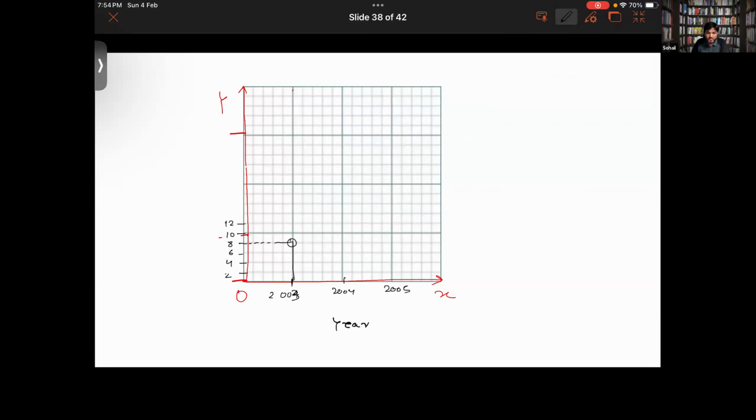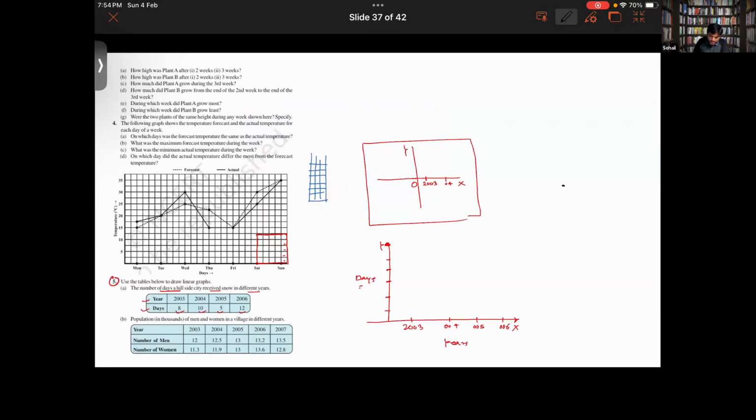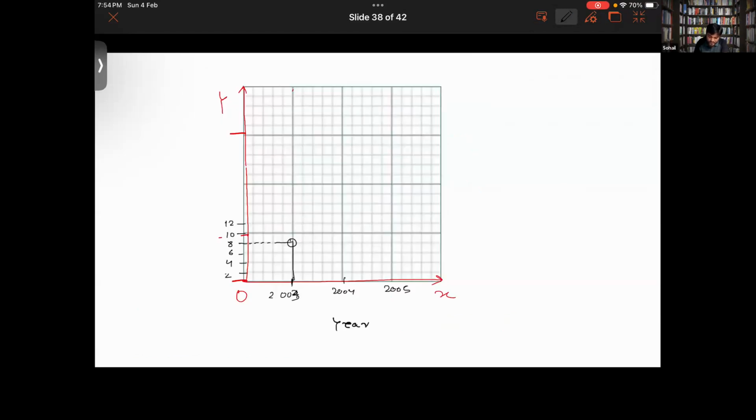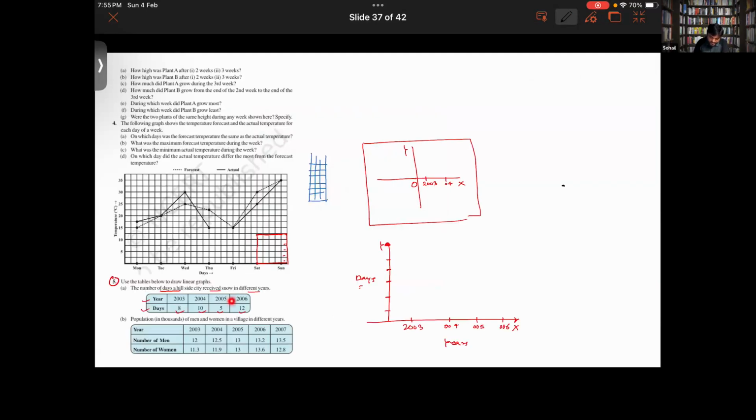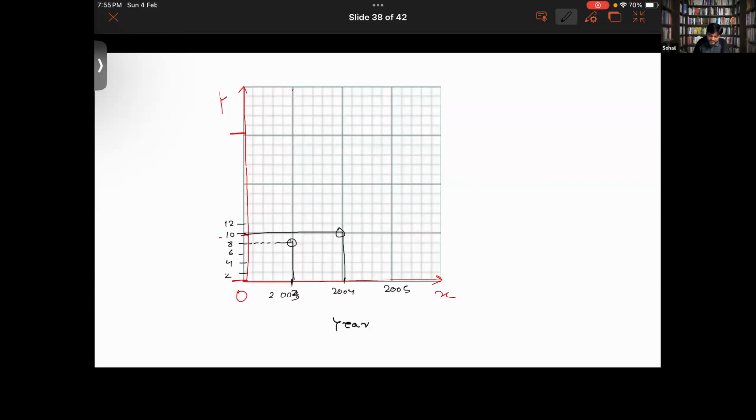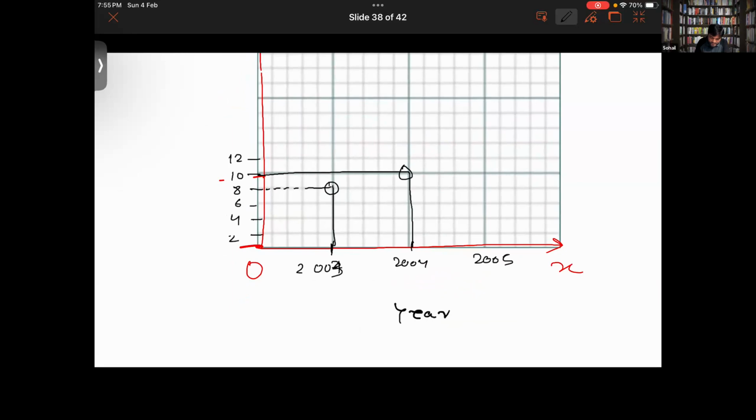So here is the point. This is the coordinate. Okay, now in the year 2004, it rained for 10 days. So we will be plotting it like this. And then in the year 2005, it rained for only 5 days. So 5 will come where? It will come somewhere between 4 and 6. So you can plot this one like this.